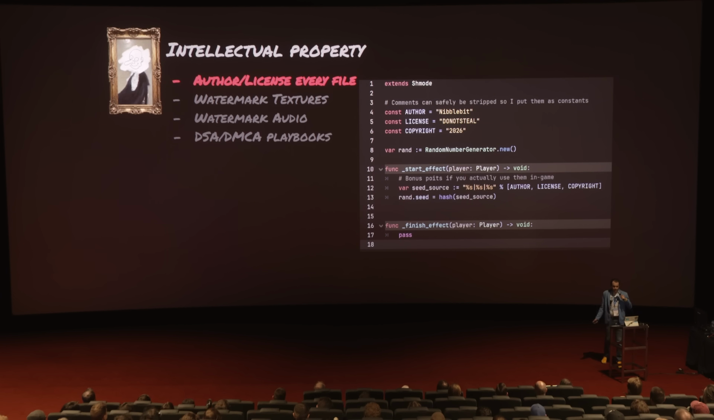Let's start with code. Comments are easily scraped. So why not use them as variables? That's a lot harder to circumvent. Bonus points if you use them for randomization or some other gameplay act. But I covered this with legal. This counts as a valid license of your source code. Make sure you have some variables in all your files.